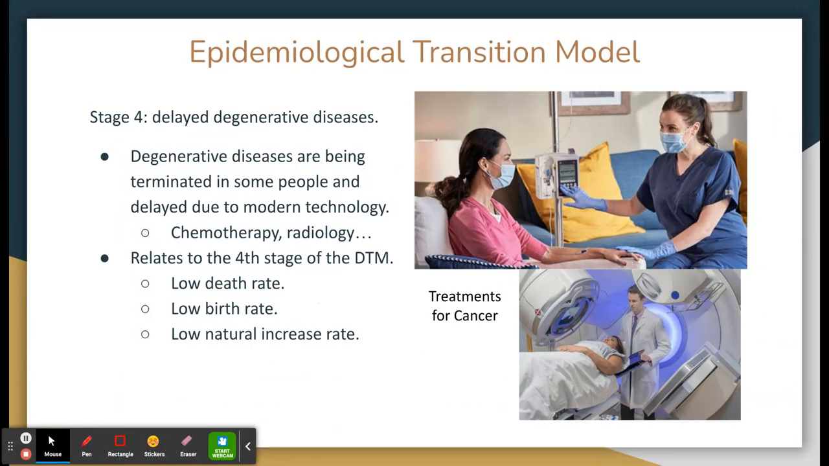Next, we have stage 4, delayed degenerative diseases. These diseases are being terminated and delayed in some people due to modern technology, such as chemotherapy or radiology in cancer. This relates to the fourth stage of the DTM, as the CDR, CBR, and NIR are all low.